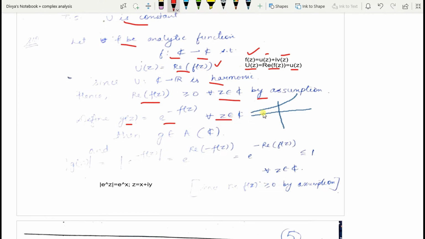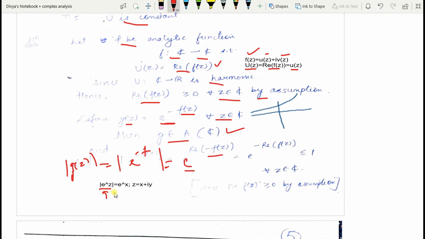So if we are defining a function g(z) which is equal to e to the power minus f(z), right, for all z belonging to C, then g is an analytic function, because f is analytic and the exponential function is analytic. That is the first thing. Then if we are finding modulus of g(z), that would be equal to modulus of e to the power minus f(z), and that would be nothing but e to the power real part of minus f(z).